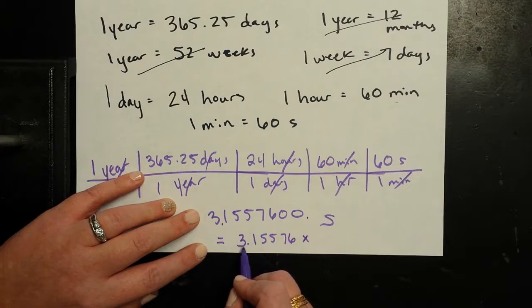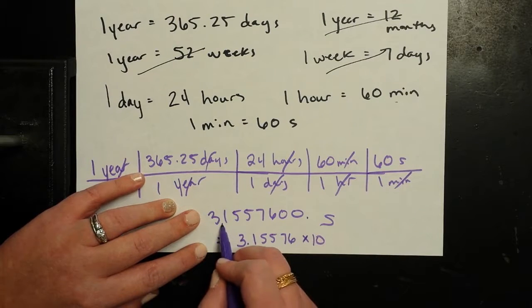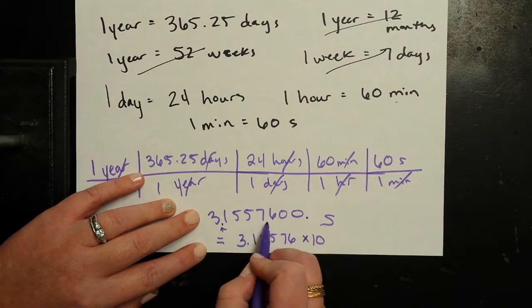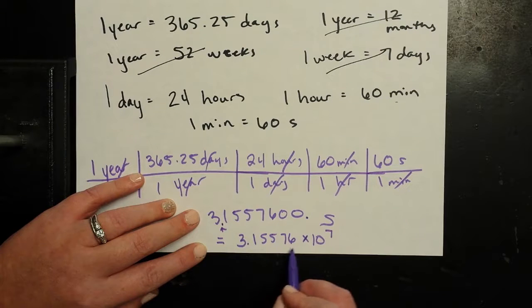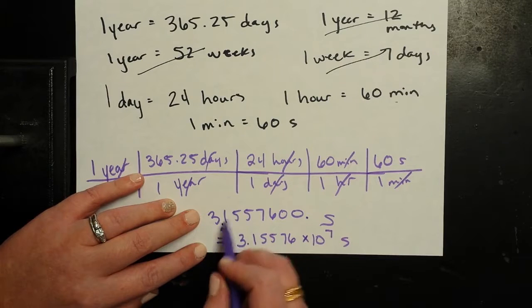Okay, so how many times do I need to multiply this by 10? All right, so this is where I want it. This is where it is. So I need to multiply this by 10 1, 2, 3, 4, 5, 6, 7 times. So 3.15576 times 10 to the 7 seconds. That's another way of writing the same number.